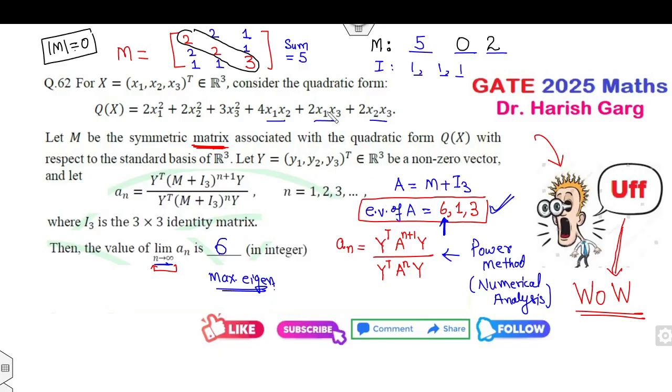So this is the question which is related to the quadratic form plus the power method of numerical analysis. And you can see this is nothing but the ratio of the 2 eigenvalues in 2 consecutive steps. And whenever n approaches infinity, that means you are talking about the steady state phase. That means it will converge to the largest eigenvalue. So the power method will converge to the largest. So 6 is my right answer of this problem.